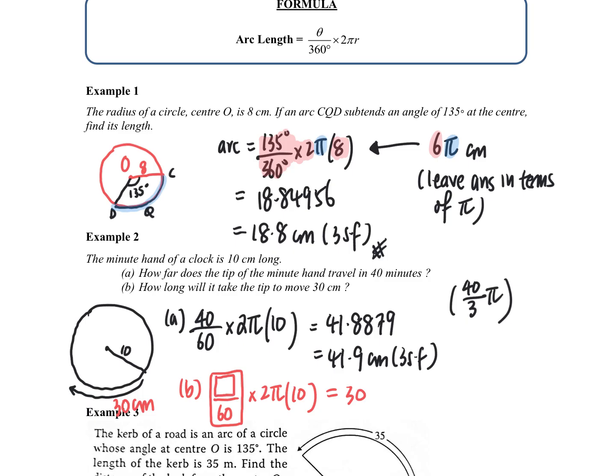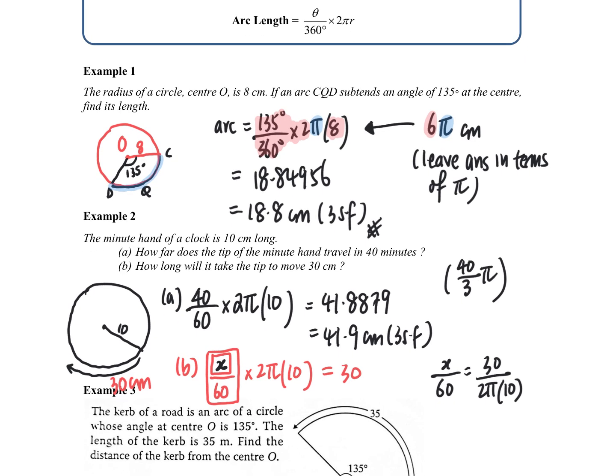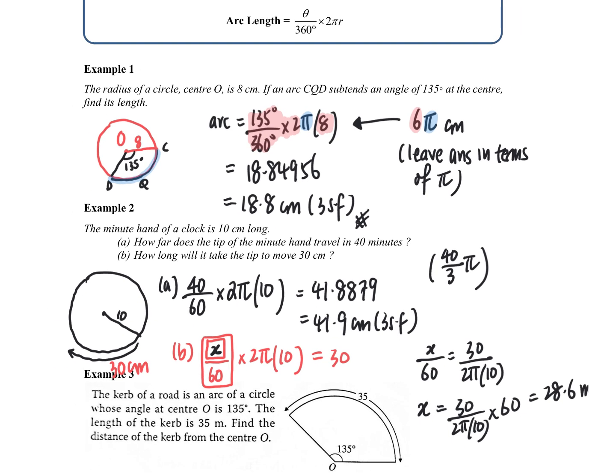Okay, so solve it as if it's a normal algebraic question. So to find x out of 60, you divide the 30 by 2 pi times 10. Okay, so x is just 30 times 60 over that. Okay, 28.6 minutes.